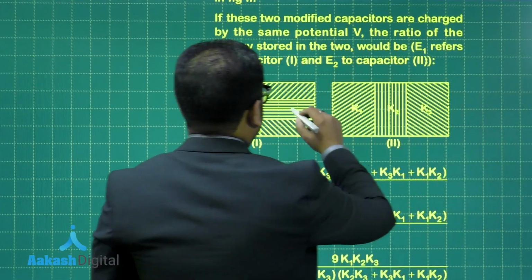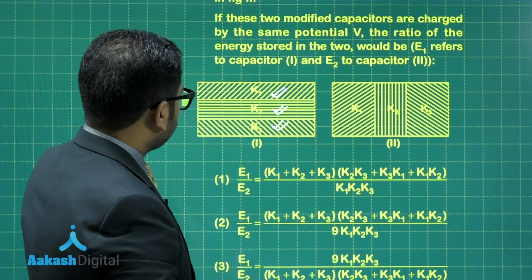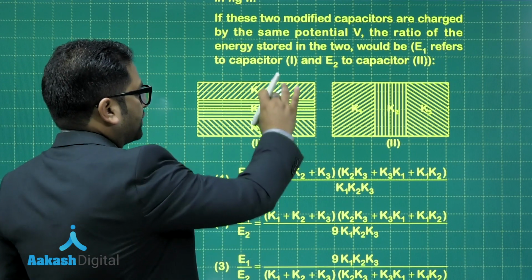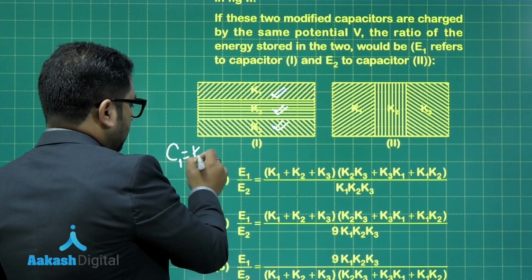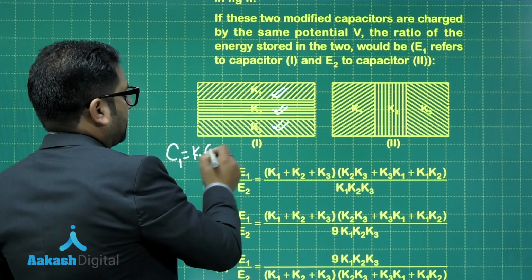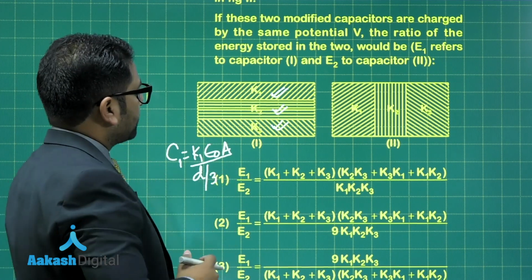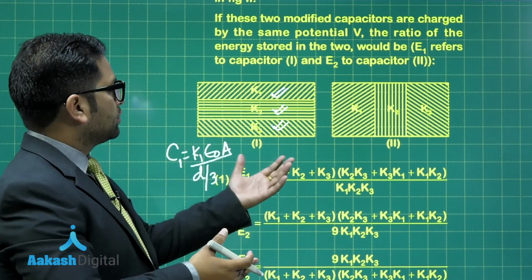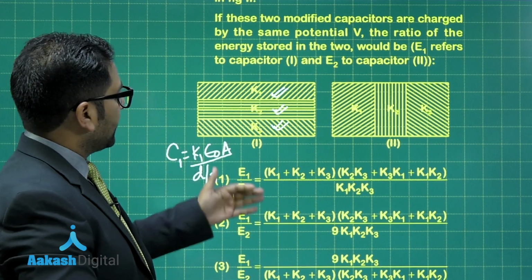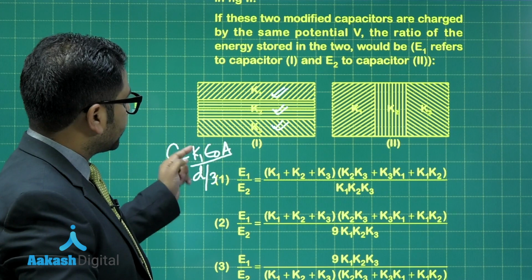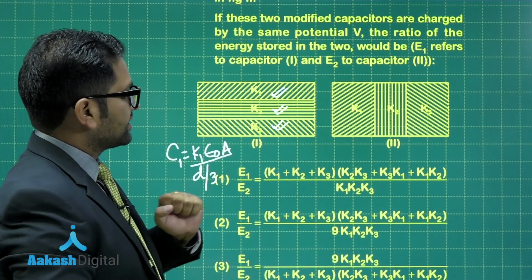This one is a case of a series arrangement. Okay, and how can we do that? First calculate C1. Now I'll show you C1. That will be K1 epsilon naught A upon D by 3. That will be C1. Likewise, for C2, you can do K2 epsilon naught A by D by 3, and for C3, everything would be same except for K, that will become K3. So C1, C2, C3 is known.